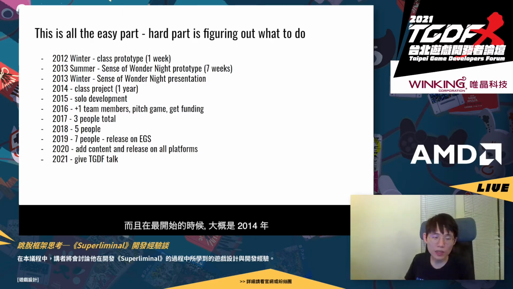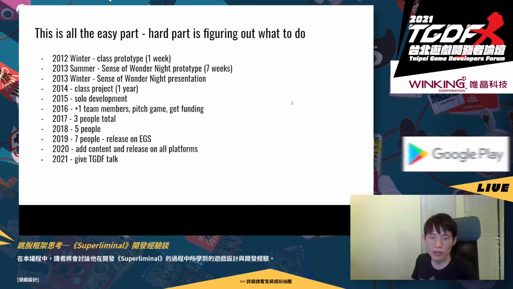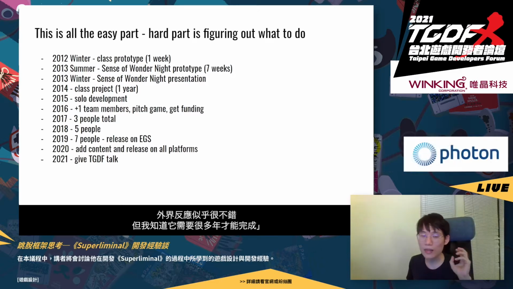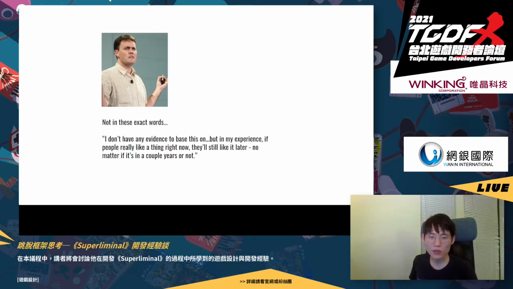And actually at the very beginning, let's say 2014, I asked one of my teachers at the time, there's this prototype that I'm working on and people seem to like it, but I know it's going to take a bunch of years to finish, because I know that games like this, first-person puzzle games, they usually take 3 or 4 years at least to finish.